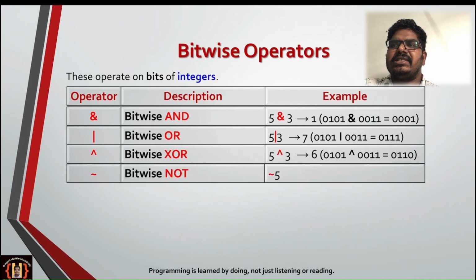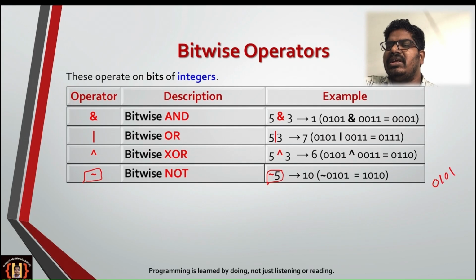Right. Next is the NOT operation, bitwise NOT, with the tilde symbol. This is the tilde symbol used for performing the bitwise NOT operator. So it should be used like this. So what does tilde do? Whatever bits the number has, all the bits will be flipped. For example, I am taking 5, whose value is 101. When I perform the tilde operation, instead of 1 it is 0, instead of 0 it is 1, instead of 1 it is 0, instead of 0 it is 1.